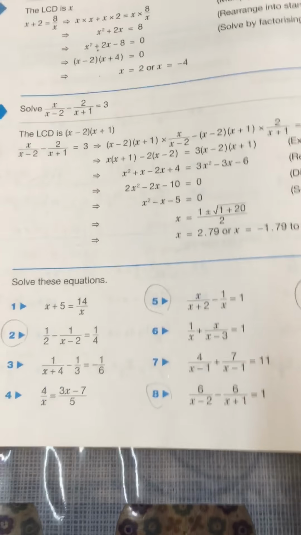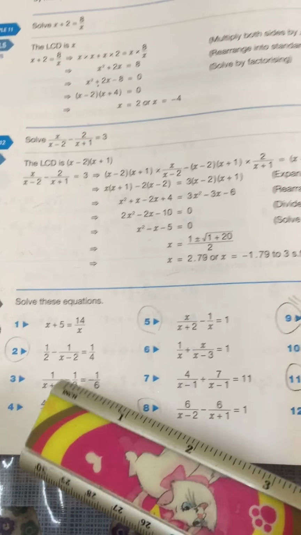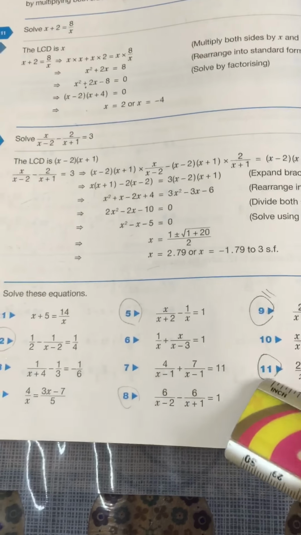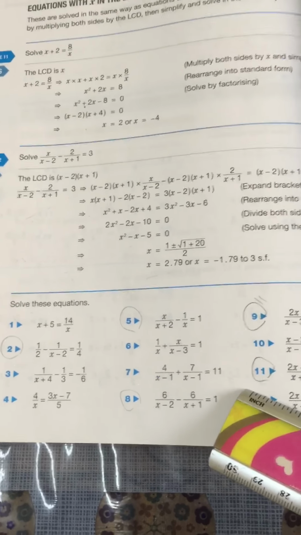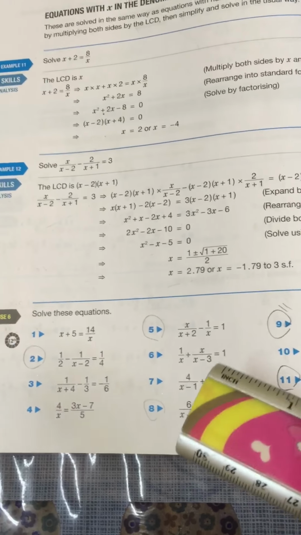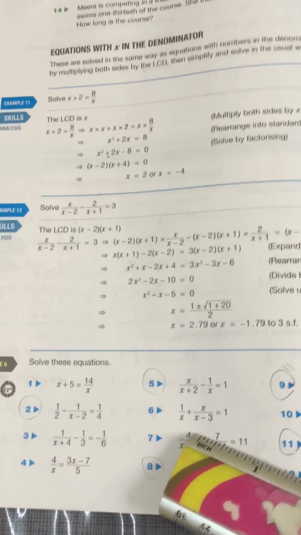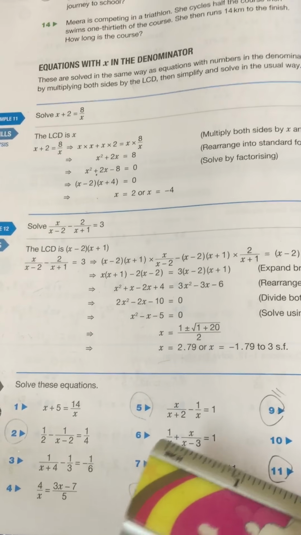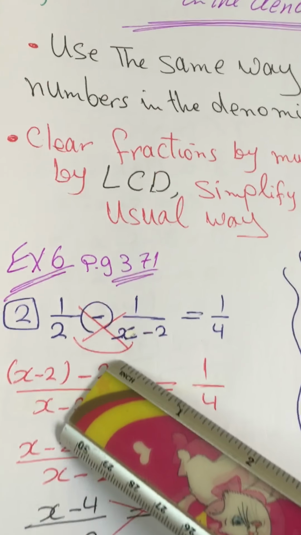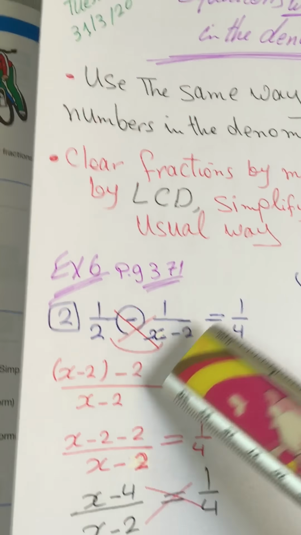With me, exercise 6. I solve from exercise 6 questions number 1, 5, 8, 9 and 11, inshallah, with you. And I'll also take problems from exercise 6 start. Let's see how I can deal with this equation. Here I have 1 over 2 minus 1 over x minus 2 equal 1.